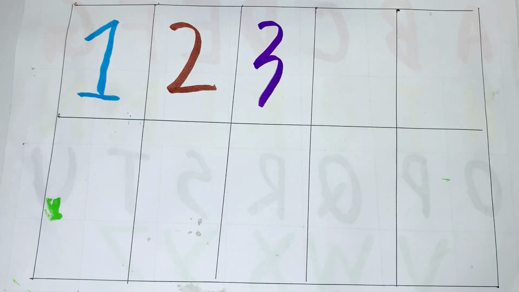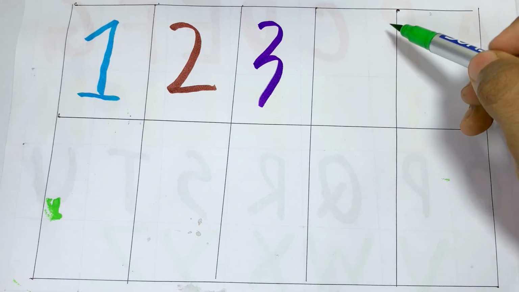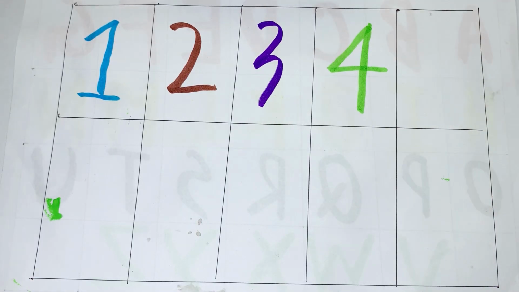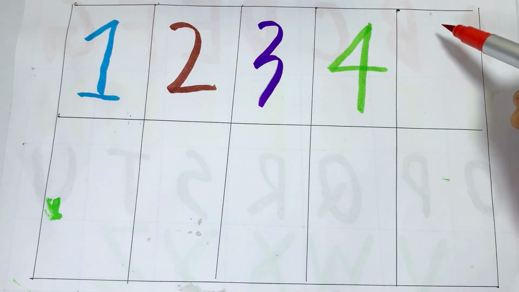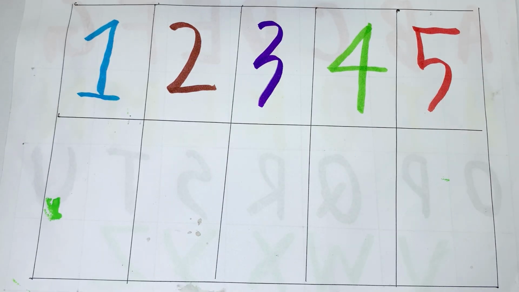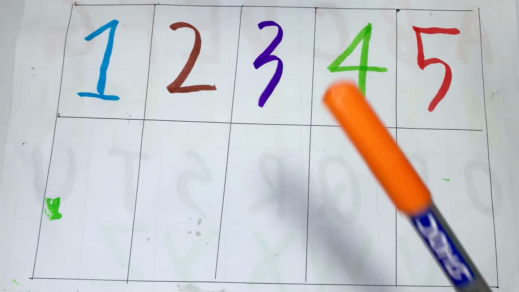Now you draw 3 and use purple color. 3, T-H-R-E-E, 3. Now you draw 4 and use light green color. 4, F-O-U-R, 4. Now you draw 5 and use red color.